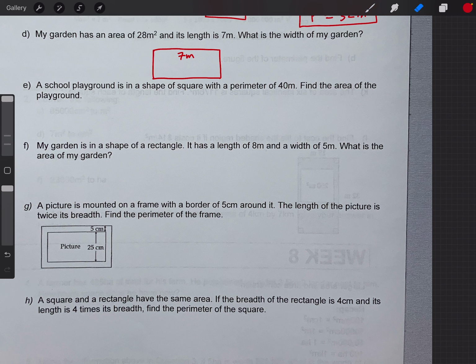So the area is equal to 28 meters squared. So what's the width? What times 7 gives me 28? 7 times something is equal to 28. Well, this has to be 4, so therefore the width must be 4 meters.